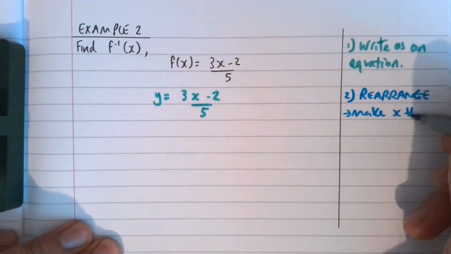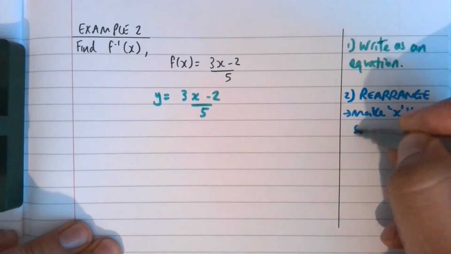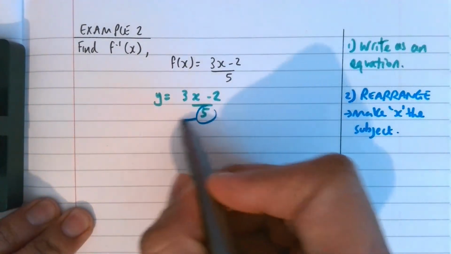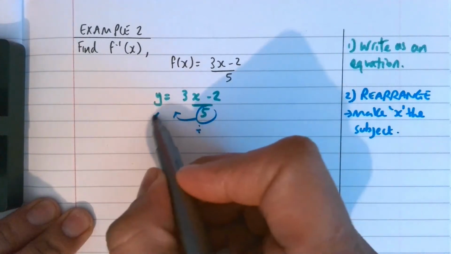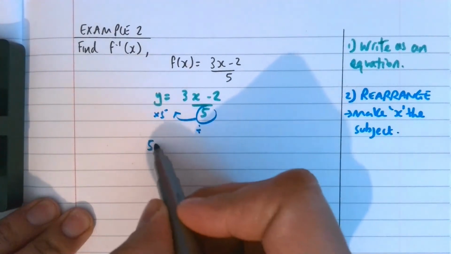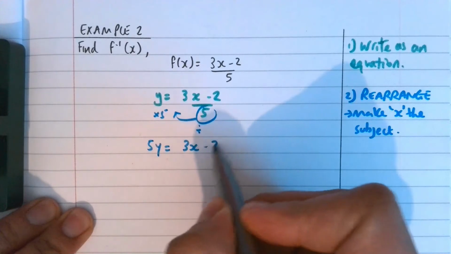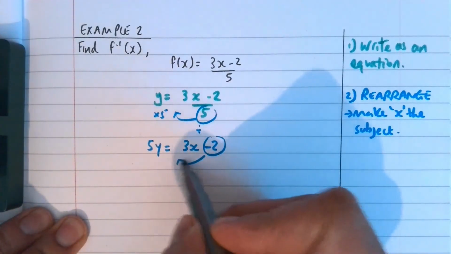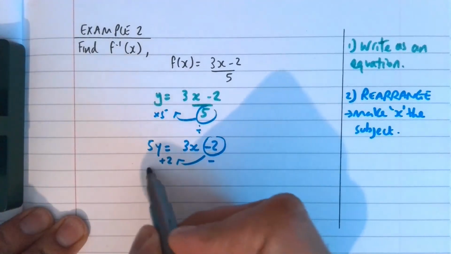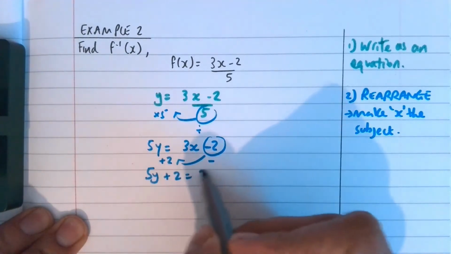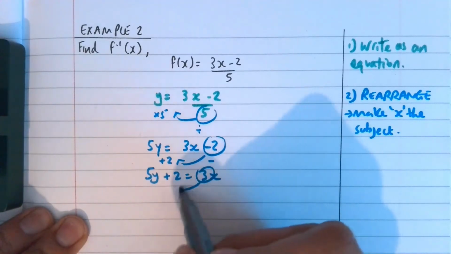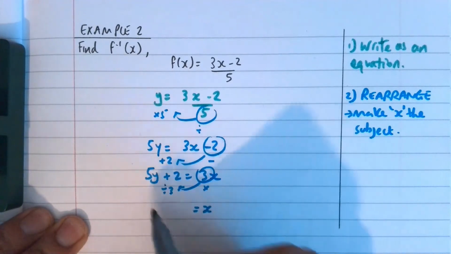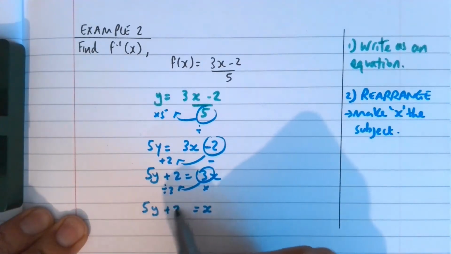So to do that, I'm going to start by moving the 5. Because there's a fraction there, we want to get rid of that fraction. Right. So the 5 starts as divide, ends as a times, so 5y equals 3x minus 2. We then go for moving the minus 2, so 5y plus 2 equals 3x. And then the 3 needs to be moved. Since it starts as a times, it ends as a divide, so x equals 5y plus 2 all over 3.